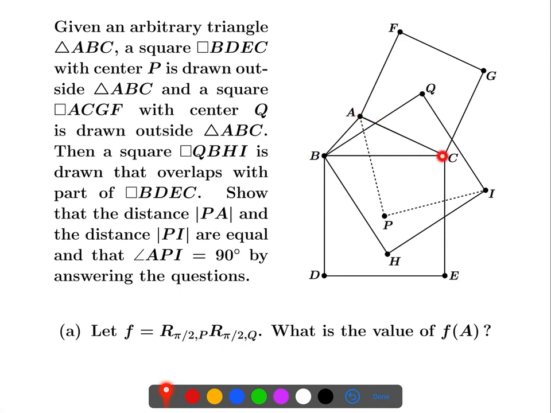So we go from A to C, and now we want to rotate around P by pi halves. So I want to take this C and rotate around P by pi halves. But again, P is the center of the square, and so if I draw on those diagonals here, CPB will be a 90-degree angle, and CP and BP will be the same length, so C is just going to go to B. So A again goes to C with the first rotation, and then from C it goes to B with the second rotation. So the answer to this is F of A equals B.